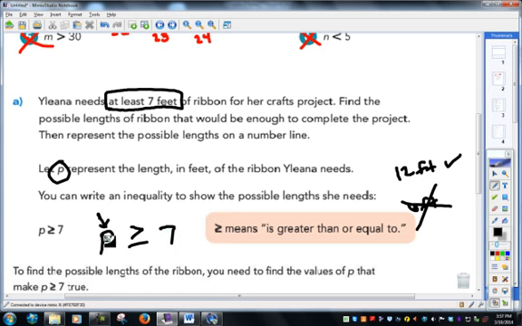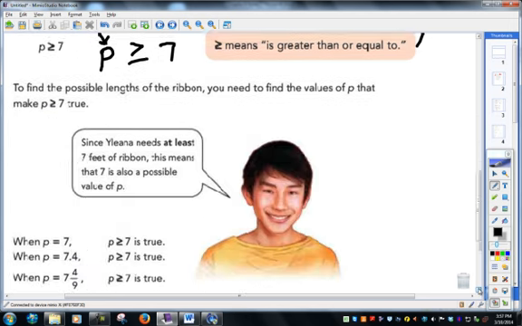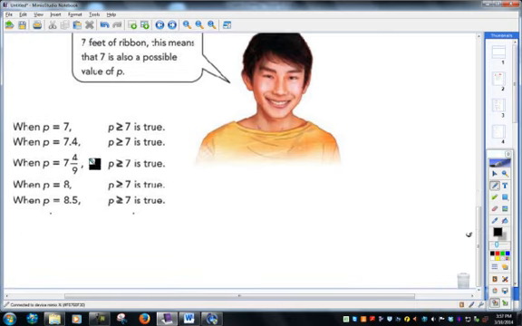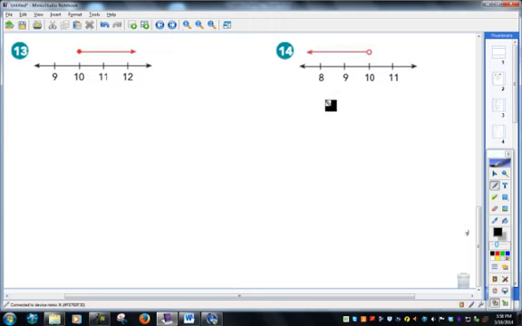Bang. Then the amount she needs is P, right? It says right here, let P represent the length in feet of the ribbon she needs. Let that be what that is, and then she needs at least 7, which means she can have more than 7 or equal to 7 feet. Okay? Now let's go down. You can see she could have 7.4, 8.5, all the stuff I just said. These are all the values of P, and there's so many more than that. Go ahead and go to the next page.